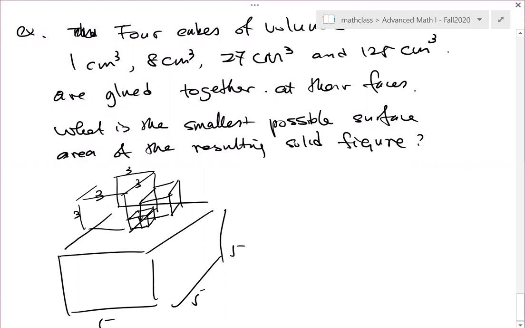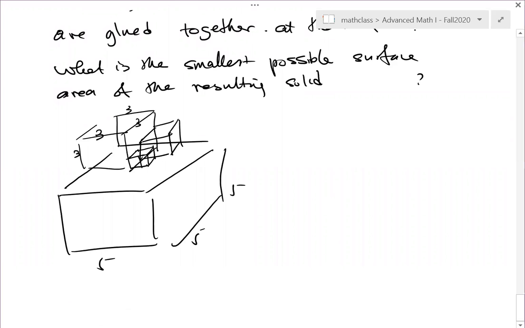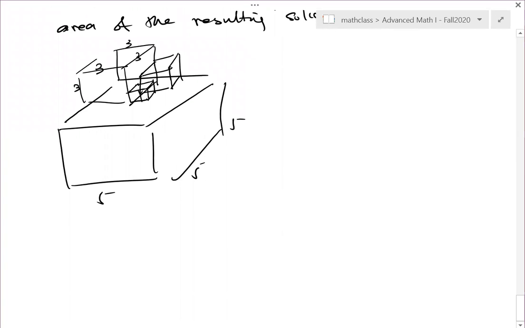All right, now they are all glued together. Then the resulting solid, I don't call it a figure, okay, resulting solid, what is the surface area? How do you find it? Okay, can you figure out the surface area? Well, right. So you have to be careful.